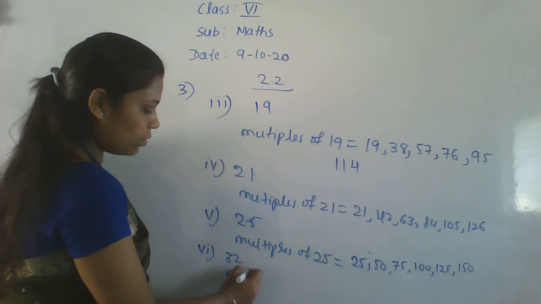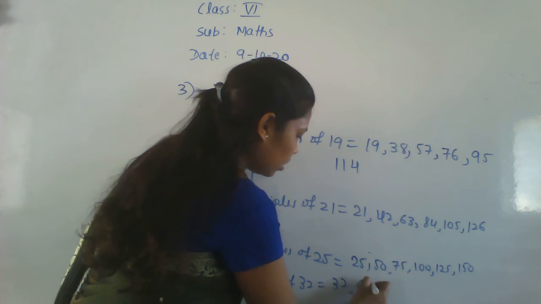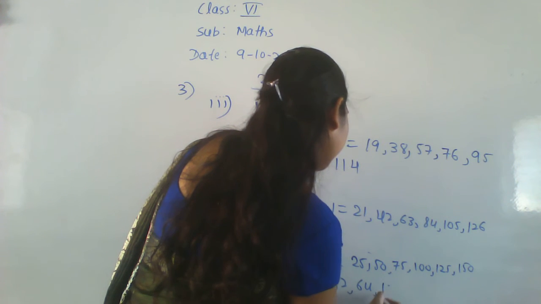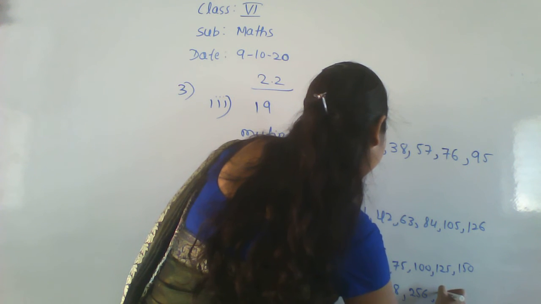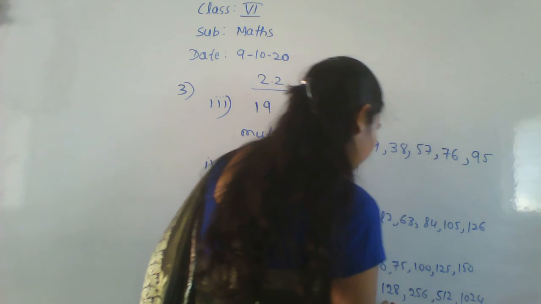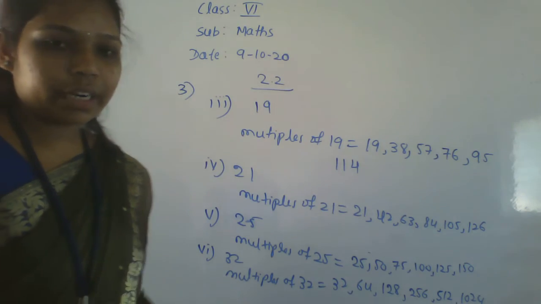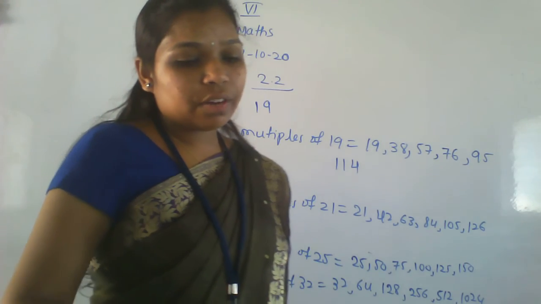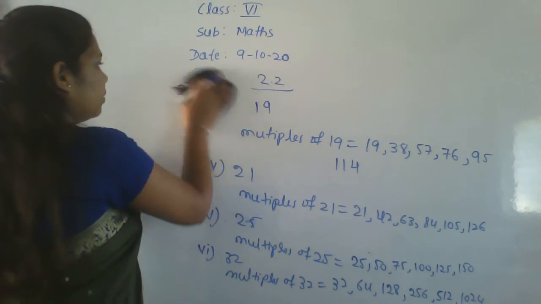Okay. Next, the last one, 32. Multiples of 32: 32, 64, 128, 256, 512, 1024. Okay. These are the multiples of 32. Getting how to write the multiples? Next one. Find the 3 multiples of 11 that are between 27 and 99. Okay? We'll find.